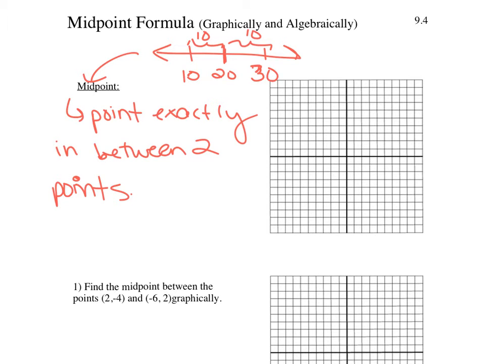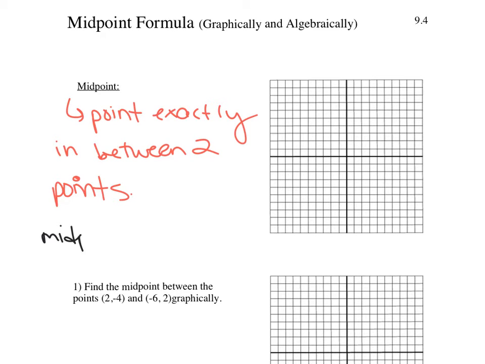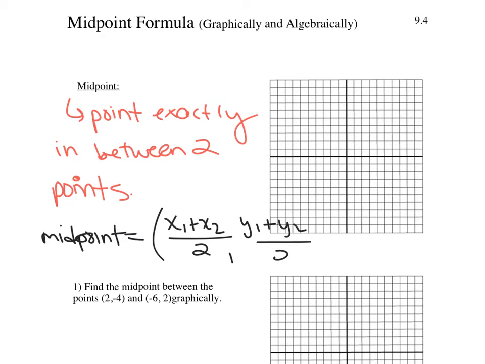So the formula we're actually going to be using to talk about midpoint, finding the point midway between 2 points, is the following. Our midpoint formula is going to be x1 plus x2 all over 2, comma, y1 plus y2 over 2. Essentially, all we're doing is we're just summing the x values and averaging them. We're summing the y values and averaging them.